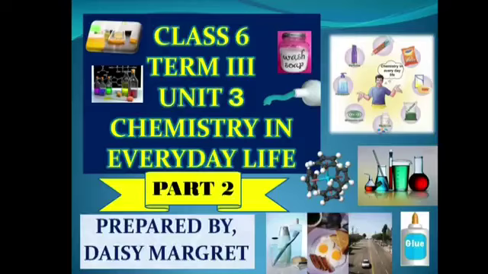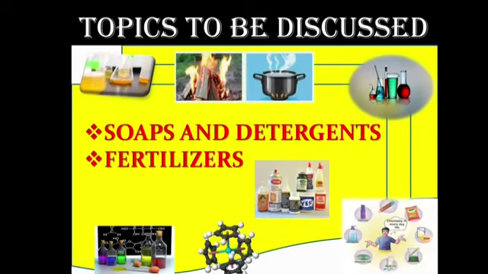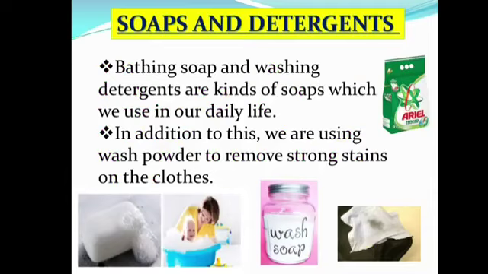Part 2. Topics to be discussed: soaps and detergents, fertilizers. Soaps and detergents. These are the two things that we use in our daily life. Bathing soap and washing detergents are kinds of soaps which we use in our daily life. In addition to this, we are using wash powder to remove strong stains on the clothes.